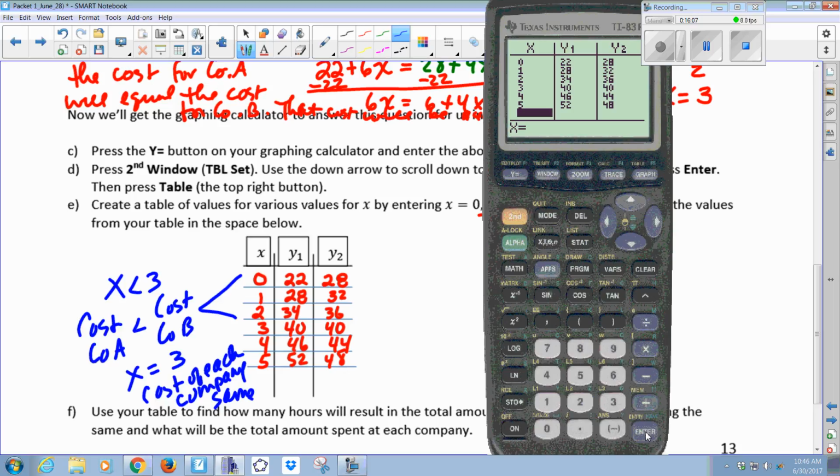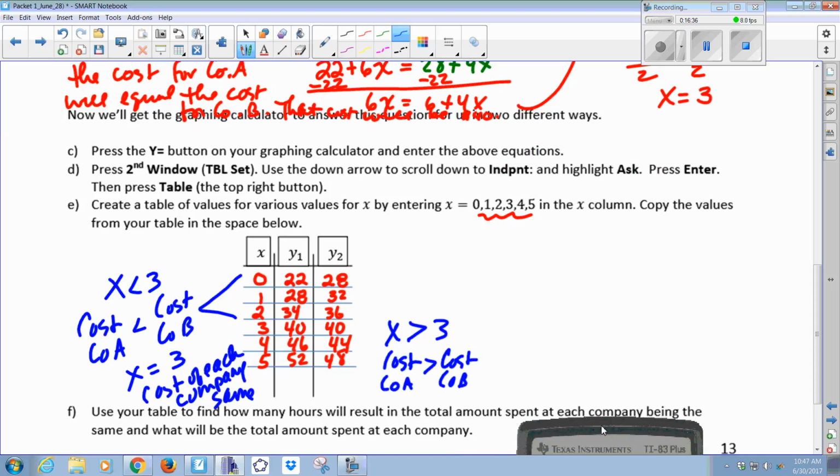And then when x is greater than 3, the cost for company A is more than the cost for company B. So you could use the graph or the table to determine which company you'd want to rent this rug cleaner from, depending on how long you wanted to use it. So we can see from the table what each cost is. How does this translate now to the graph? Well, we'll take a look at that in just a minute.